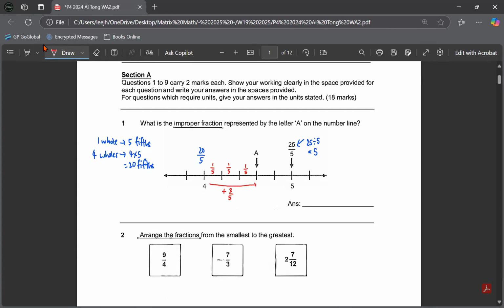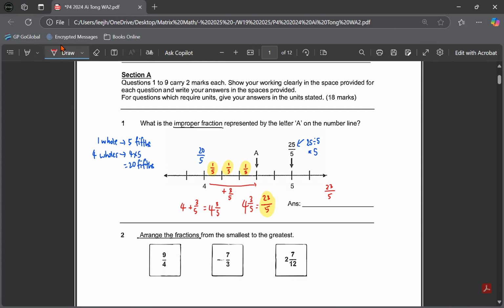Understand? So how do we get this answer? We take 4 wholes plus 3/5. So it will be 4 wholes 3 over 5. But this one is improper. So 4 wholes 3 over 5 represents how many over 5? 4 times 5 is 20. 20 plus 3, 23. So the answer is 23 over 5. Or you can say this is 20 over 5, this is 25 over 5. Then you just add 20 fifths plus 1 fifth is 21 fifths, 22 fifths, 23 fifths. You still end up with the same answer.